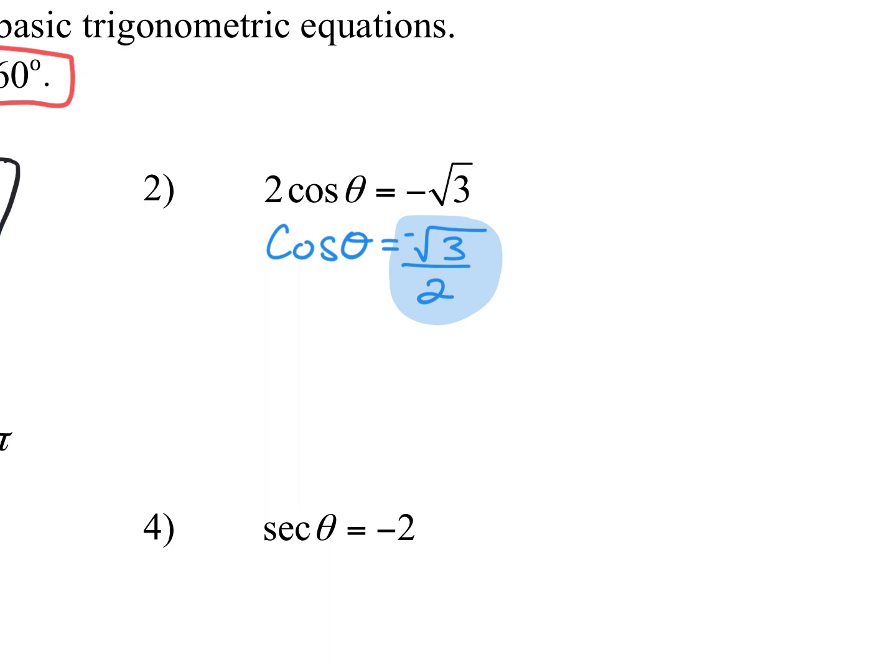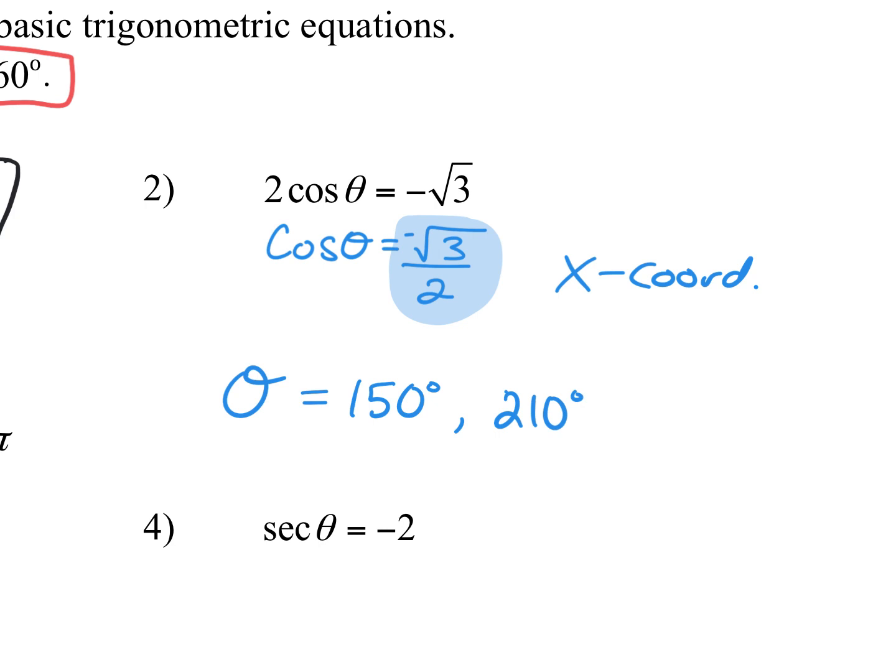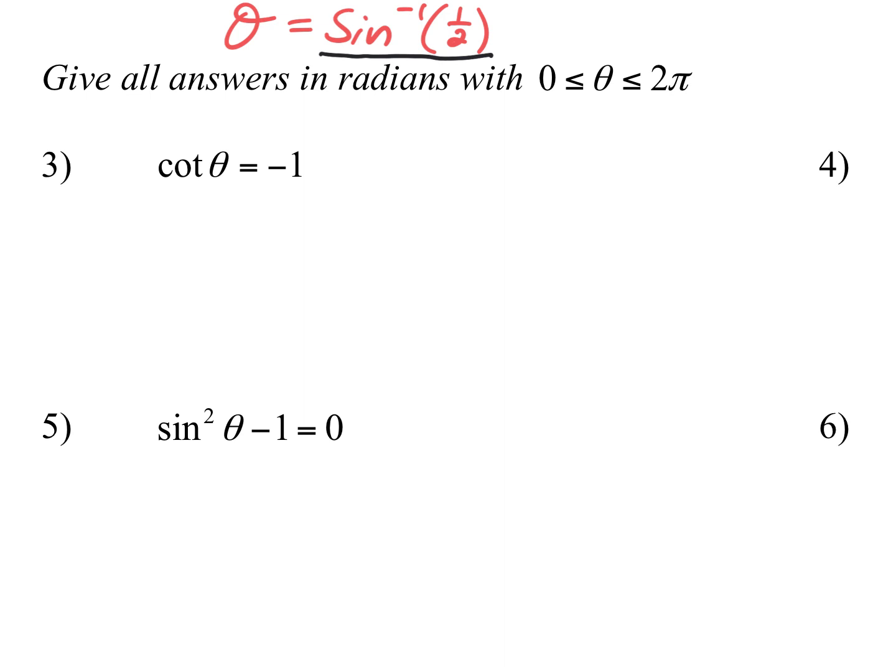Cosine is affiliated with the x coordinates on our unit circle. So if I have a negative value for cosine, it's going to be in the second and third quadrants. So my theta values are going to be 150 degrees and 210 degrees. Right, a 30-degree reference angle in the second and third quadrants will lead us to a cosine value of -√3 over 2.